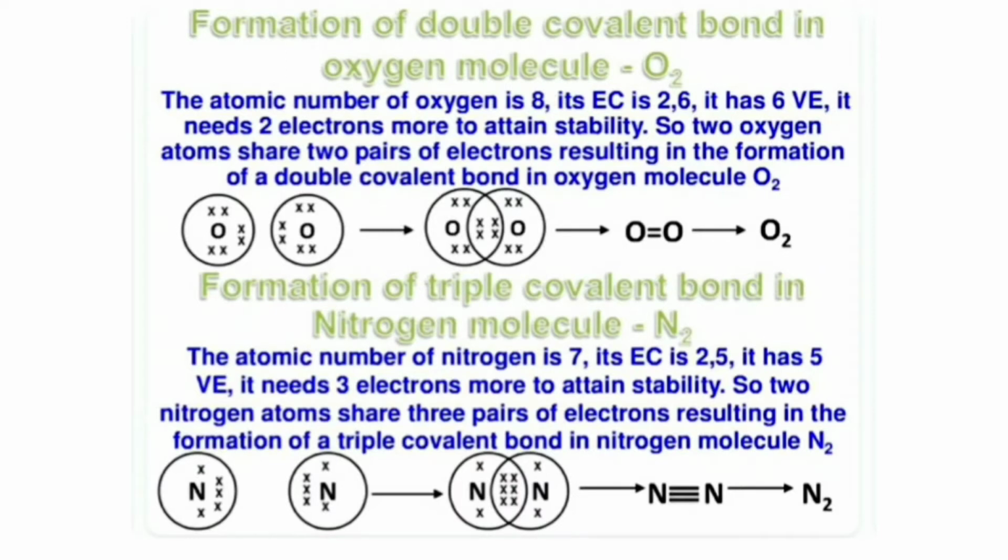Formation of triple covalent bond in nitrogen molecule N2. The atomic number of nitrogen is 7. Its electronic configuration is 2,5. It has 5 valence electrons. It needs 3 electrons more to attain stability. So, 2 nitrogen atoms share 3 pairs of electrons, resulting in formation of triple covalent bond in nitrogen molecule N2.